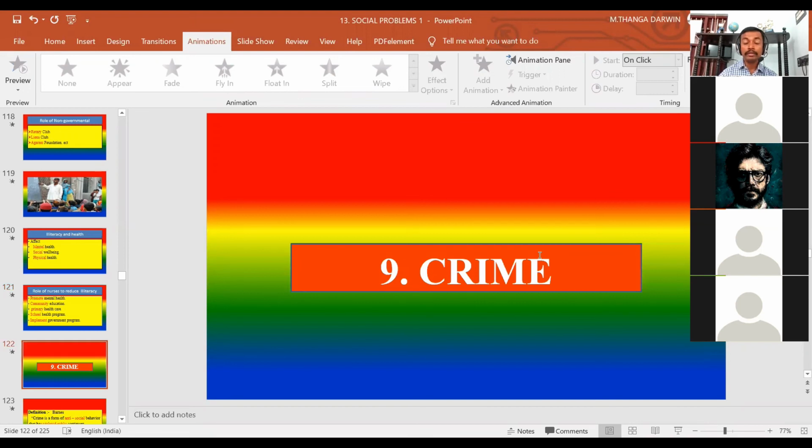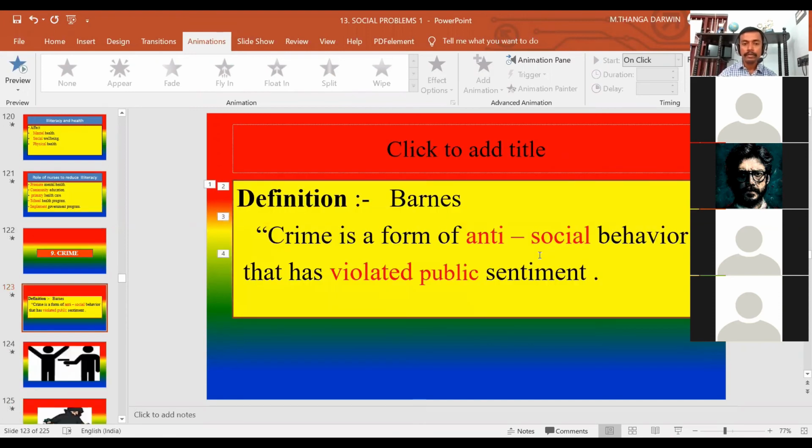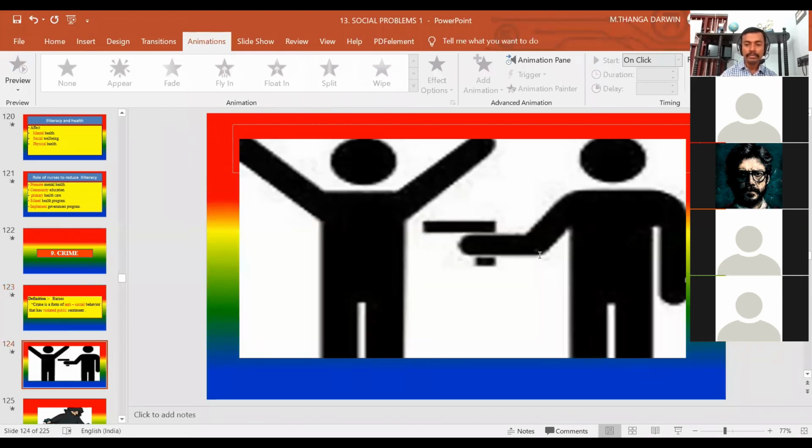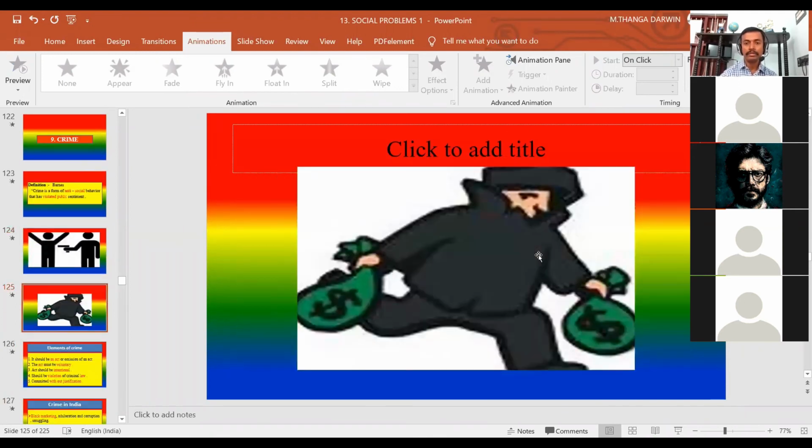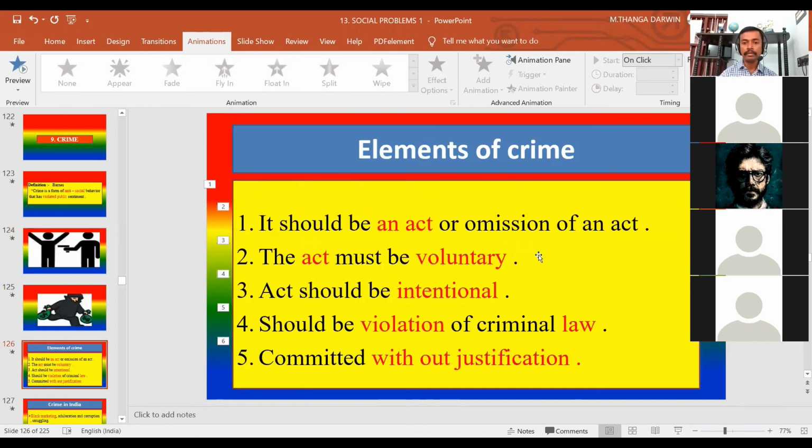The next major issue is crime. Define crime: anti-social behavior that violates public sentiment. Antisocial means behavior that violates others' rights. Look at this: murder, theft. Elements: an act and omission of an act. The act must be voluntary and intentional. It is a violation of criminal law, committed without justification.